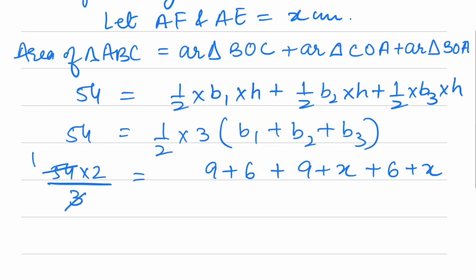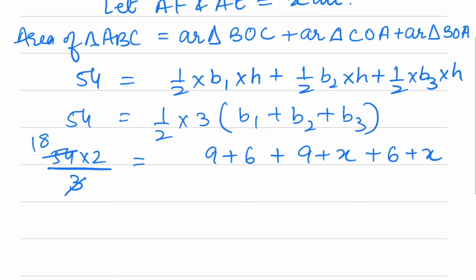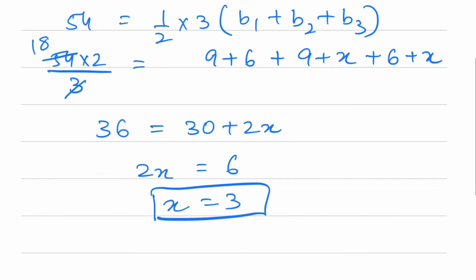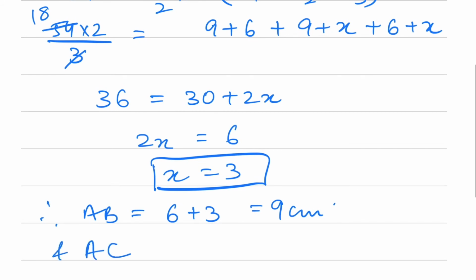So 3 eights are 24. So we have this as 36 is equal to 30 plus 2X. 2X is equal to 6 and X is equal to 3. So therefore we have AB is equal to 6 plus 3, 9 centimeter, and AC is equal to 9 plus 3, so 12 centimeter. So that's the answer.